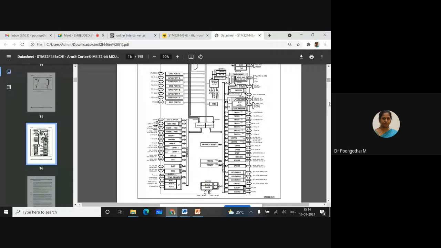So this complete block is called the microcontroller. Hope you understood the difference between processor core, processor and microcontroller. Is that clear, students? Yes, ma'am.